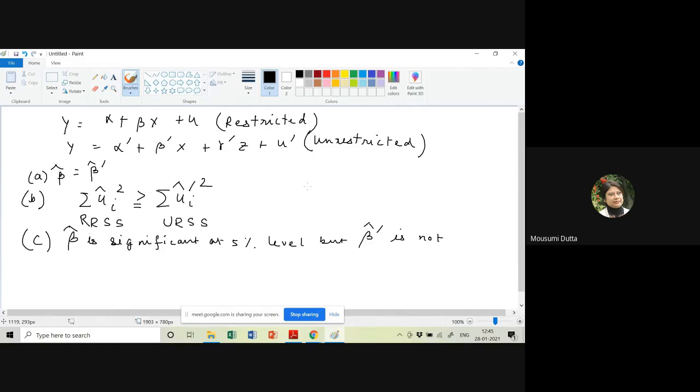So there is a possibility, under the circumstance that there is multicollinearity in the second equation, or if X and Z are linearly related to each other, that in the first model beta is significant, however in the second model beta prime is insignificant. So everybody?